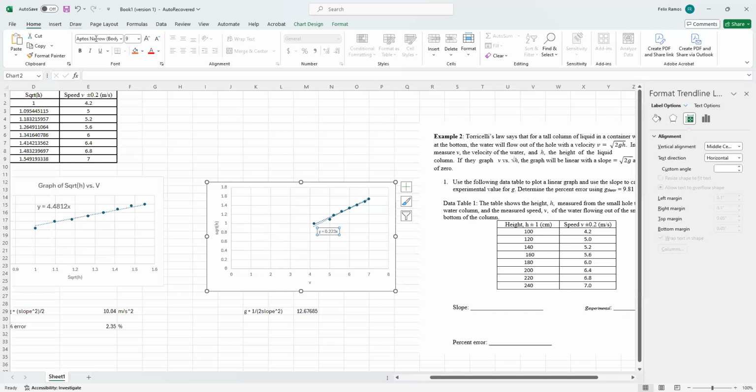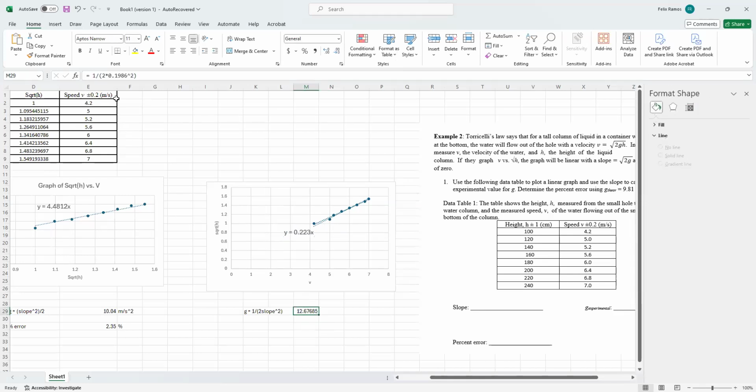As you can see, I will increase the size of the letters to read better, and now I will go and fix here the value that I use. So the value of the slope is really 0.223. And I use 0.223. I got now 10.0545 meters per second squared. Sorry, this is not the slope. This is the gravity, right? The experimental value of the gravity. The slope is 0.223, so the experimental value of the gravity would be 10.0545 meters per second squared.